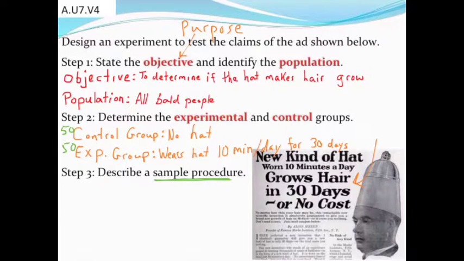Next thing I'd do is I'd go ahead and run the experiment. So my control group wouldn't do anything. They would just go ahead and exist for 30 days. Versus my experimental group, which is going to follow the ad's claim, they're going to wear this hat for 10 minutes a day for 30 days.